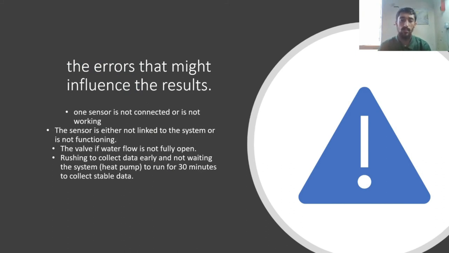Also, the errors that may influence the results. We have four main errors. First, one sensor is not connected or is not working. Second, the sensor is either not linked or the system is not functioning. Third, the valve of water flow is not fully opened. Lastly, rushing to collect data early and not waiting for the system, which is the heat pump, to run for 30 minutes to collect stable data.